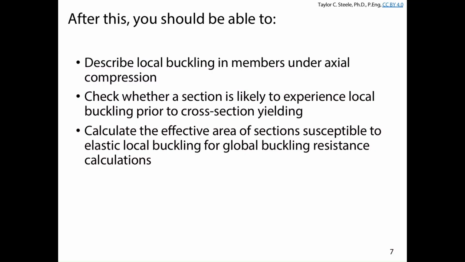Okay, so basically after this, you should be able to describe that local buckling effect in members under axial compression, check whether a section is likely to experience local buckling before cross-section yielding, and ultimately calculate the effective area of sections that might be susceptible to local buckling for global buckling resistance calculations. Does anyone have any questions about those three things or why they're important before we continue with the technical material?